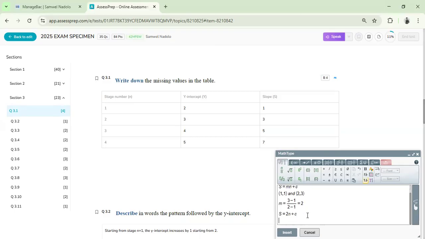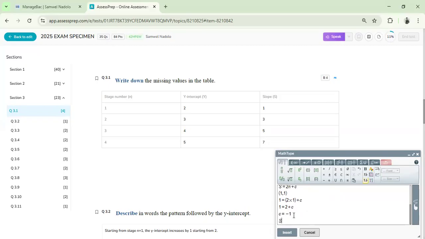We have to calculate c, so pick any point on the relation. For example, I'm picking 1, 1. So when n is 1, s is 1. So s is 1, so 1 equals 2 times 1, close your bracket, then plus c. If you solve this and calculate c, the value of c will be, take 2 to the left-hand side, and you'll have 1 minus 2, which is minus 1. So c is minus 1.